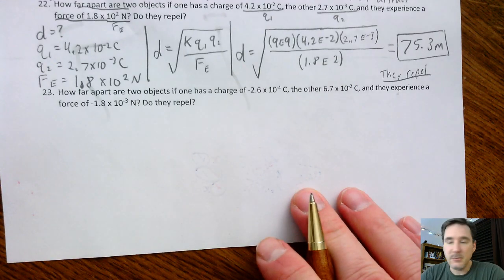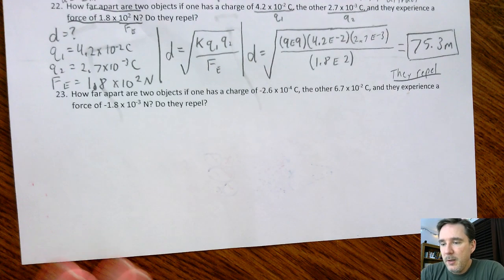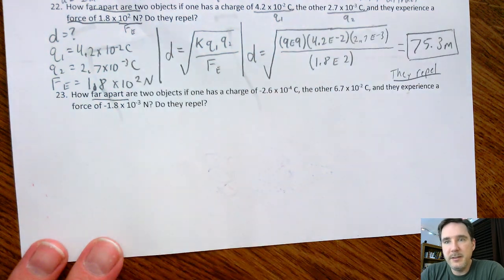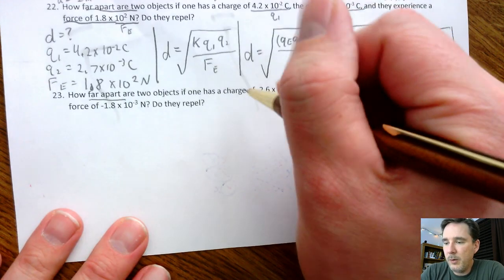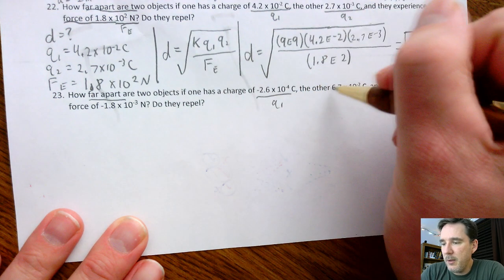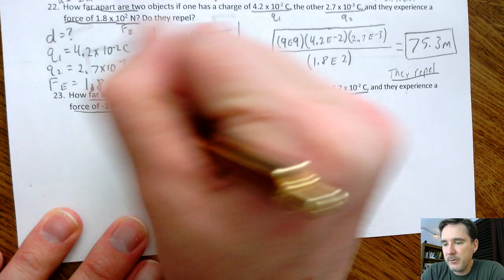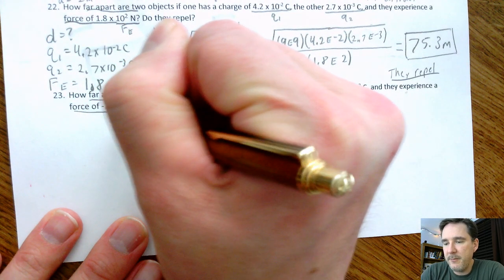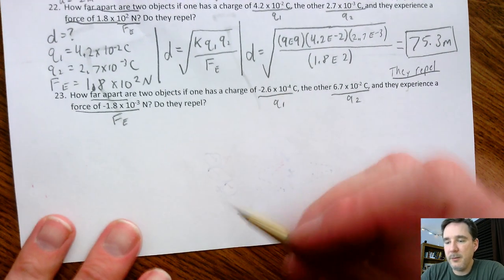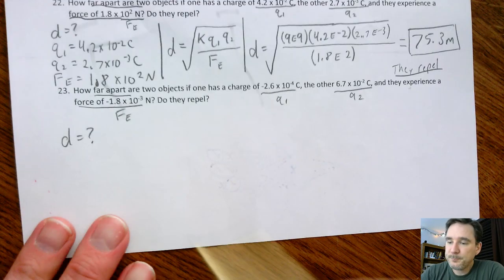All right, last one. Then I'm going to call this quits and we'll be under 45 minutes, I hope. So how far apart is going to be D? We're trying to find distance. One has a charge of this, so that is going to be Q1. The other has a charge of this, that could be Q2. They experience a force, so that's kind of a big clue there that this is our Fe. And so we want to know how far apart they are. Well, distance is our unknown.